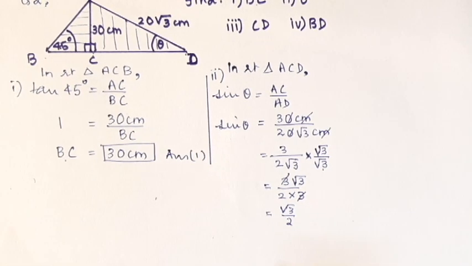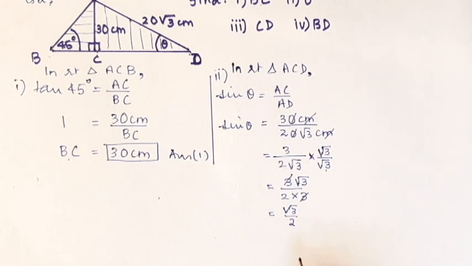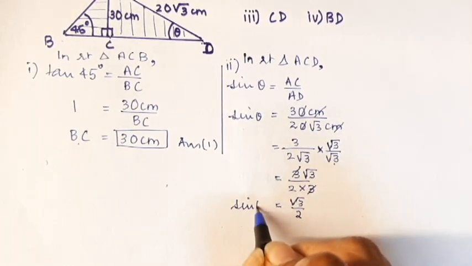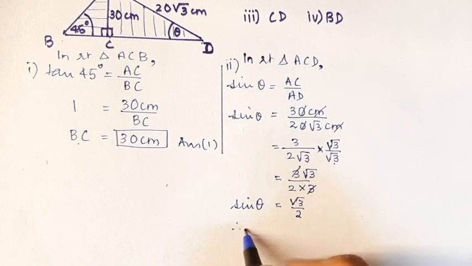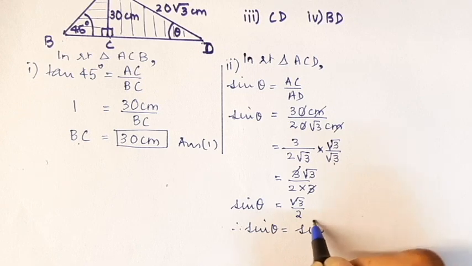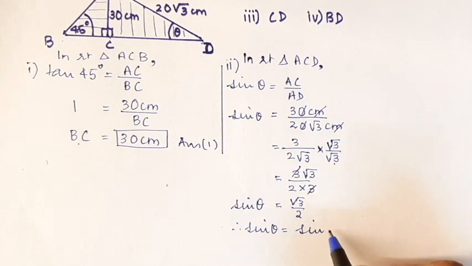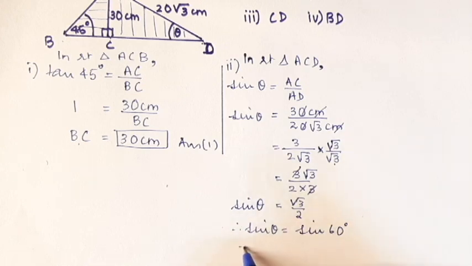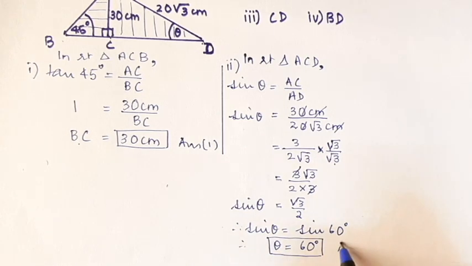Now this is the value of sine theta, and so what we will say? We will say sine theta therefore is equal to sine of which angle is root 3 upon 2? It is 60 degrees. And so we'll have therefore theta equal to 60 degrees, and that becomes our answer 2.